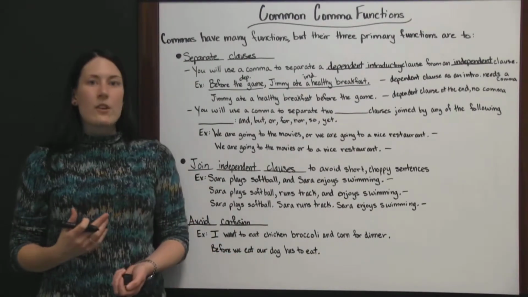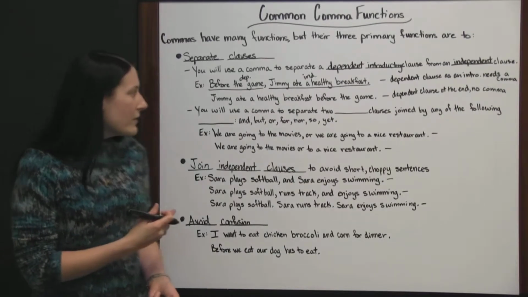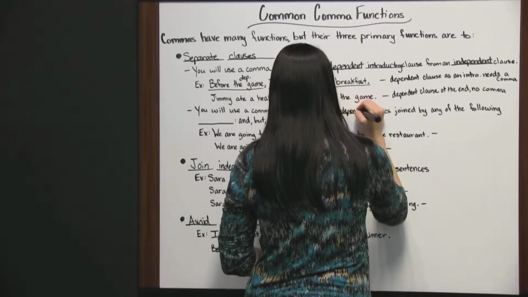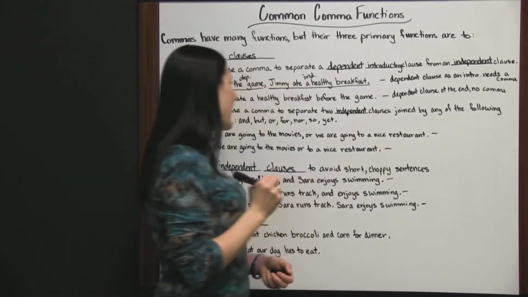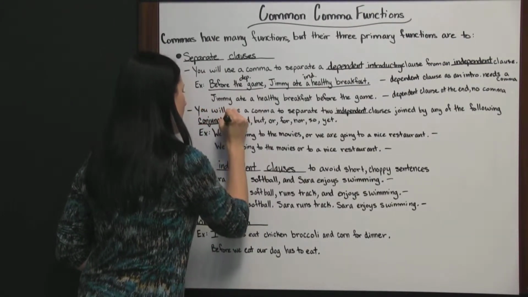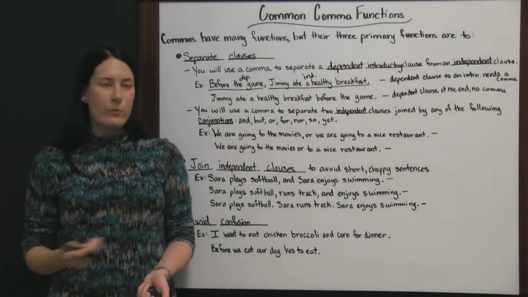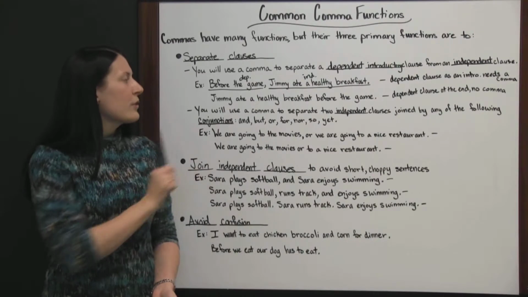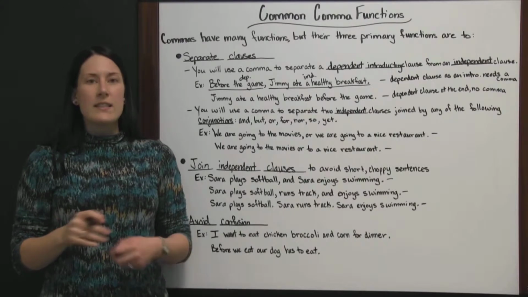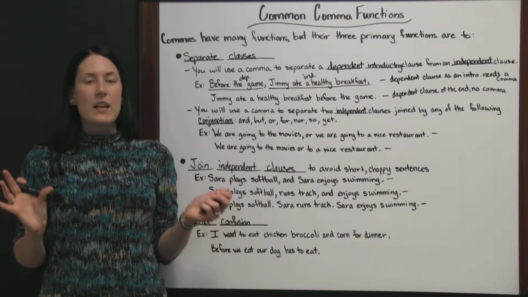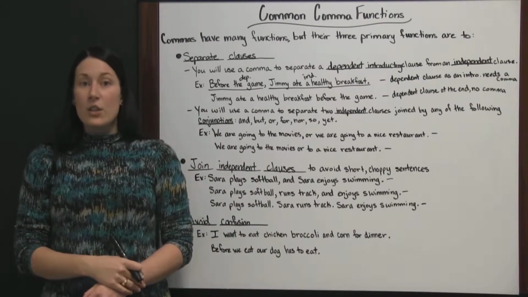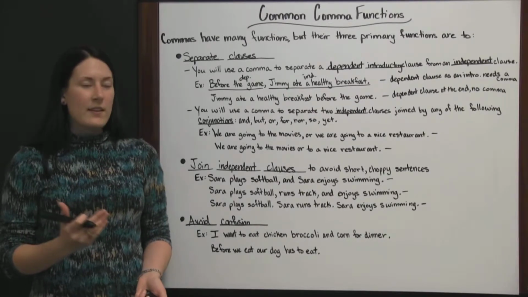Let's look at another way that we use commas to separate clauses. You will use a comma to separate two independent clauses joined by any of the following conjunctions. And a conjunction is basically a connector word. And, but, or, for, nor, so, and yet are common conjunctions. If you have two independent clauses, that means two phrases in a sentence that could stand as a sentence on their own, and they're connected by one of these conjunctions, then you will need a comma to separate those two.